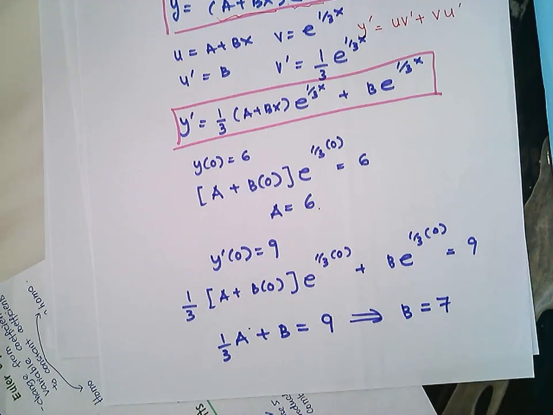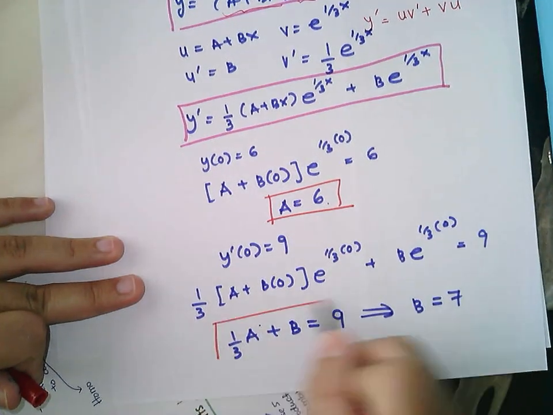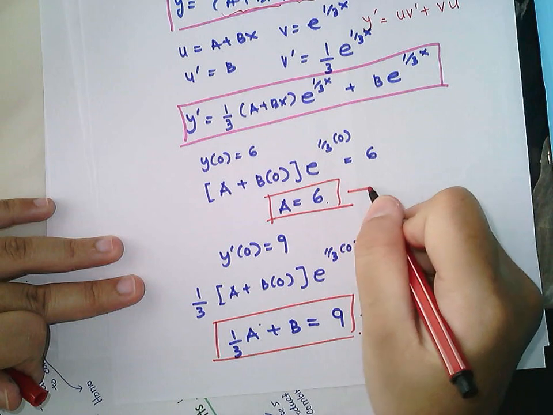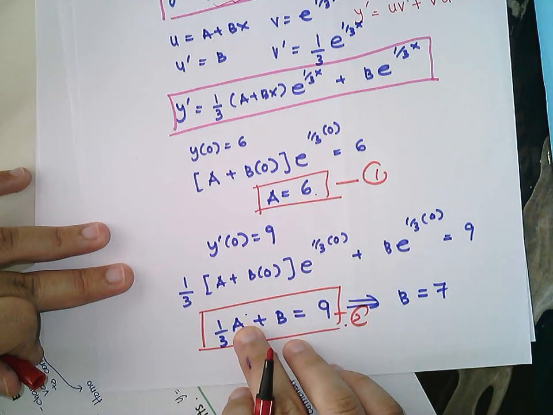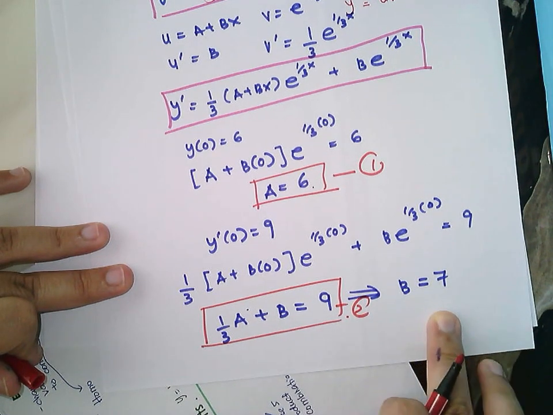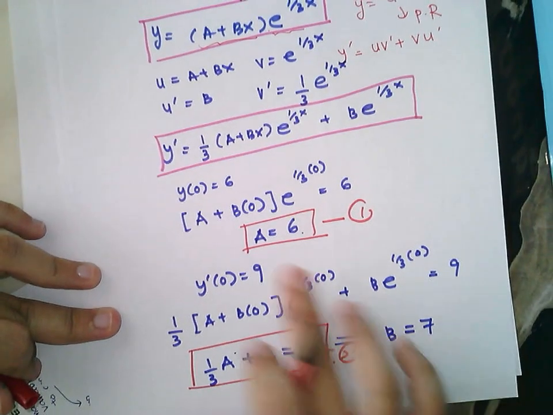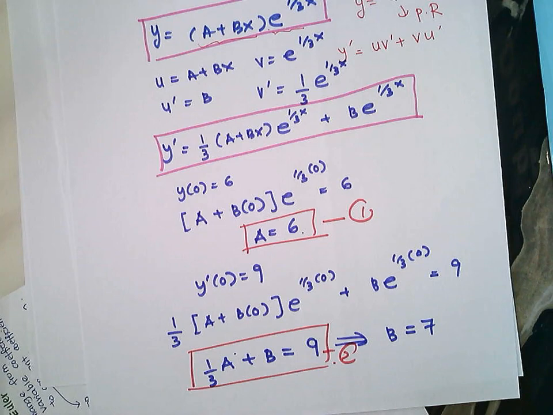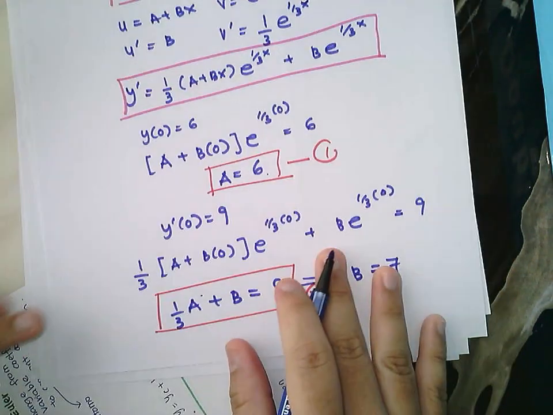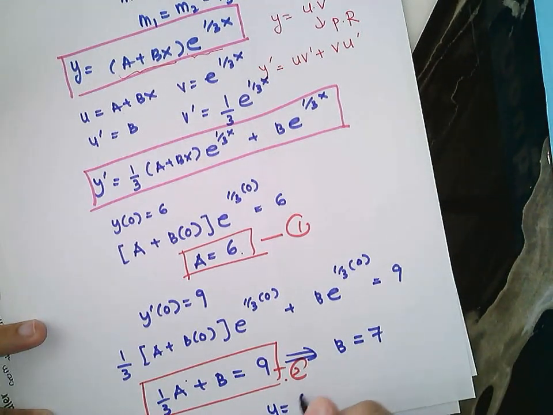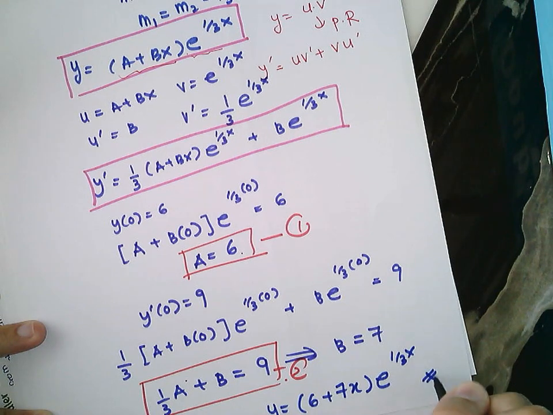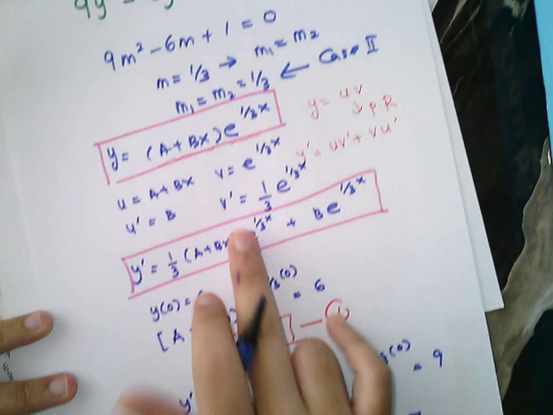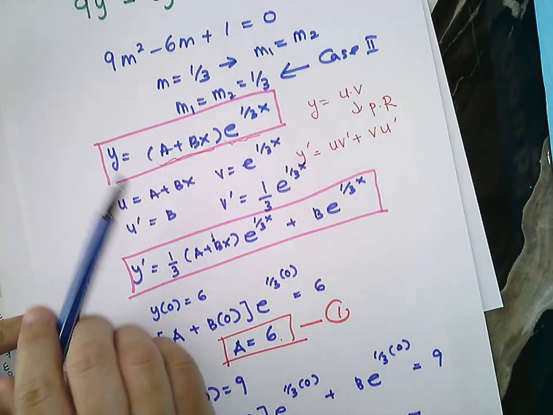Or you can use your calculator to get the value of a and b. So this is the first equation, this is the second equation. Or you just substitute a equals 6 into this one, simplify this equation and get the value of b equals 7. So now you have a equals 6, b equals 7, therefore your particular solution will be y equals (6 plus 7x) e^(1/3 x). You substitute into the general solution, which is y.